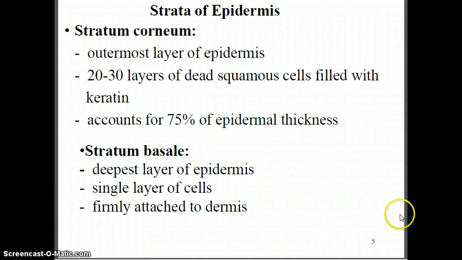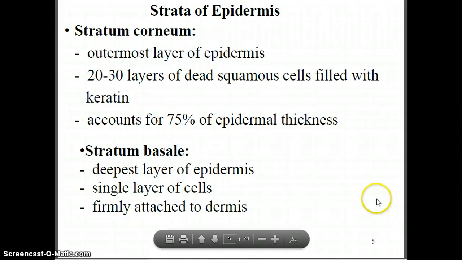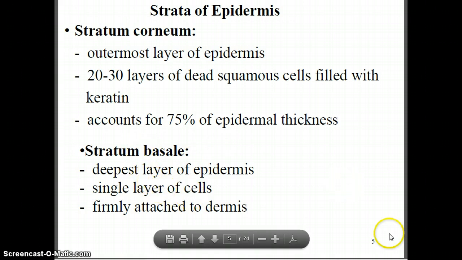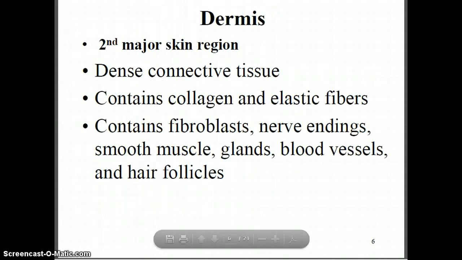The epidermis contains several layers, and again, I'm not going to belabor this too much. The exterior layer is called the stratum corneum, or the keratinized layer. It is the outermost layer. It has 20 to 30 layers of actual dead cells that are filled with keratin. It's very protective. It accounts for 75% of the thickness of our epidermis. The stratum basale is the basement layer. This is where the new cells are dividing and being produced.